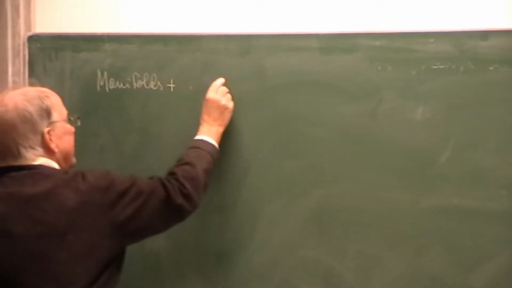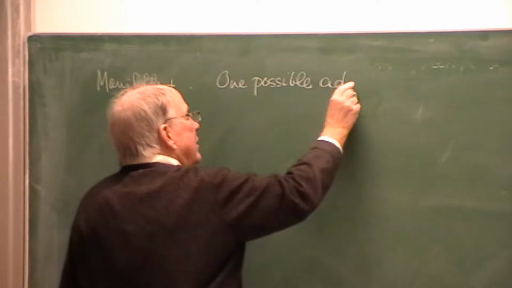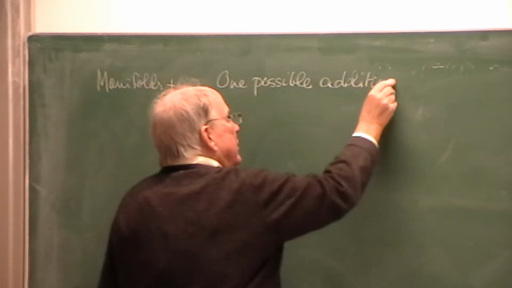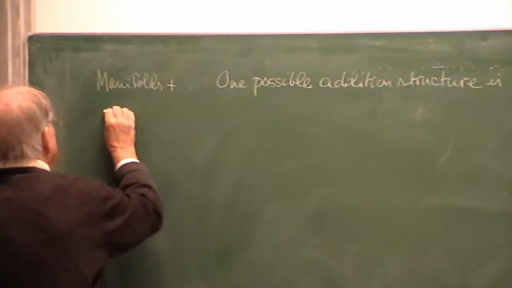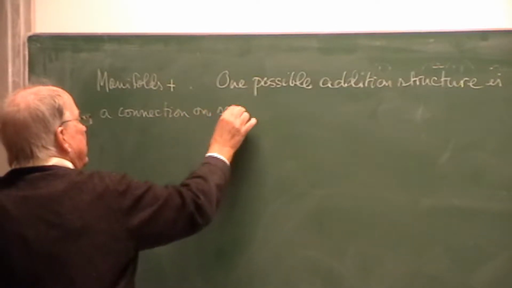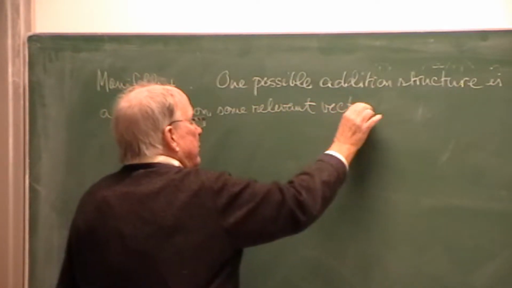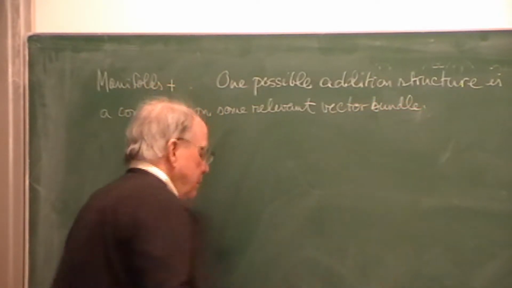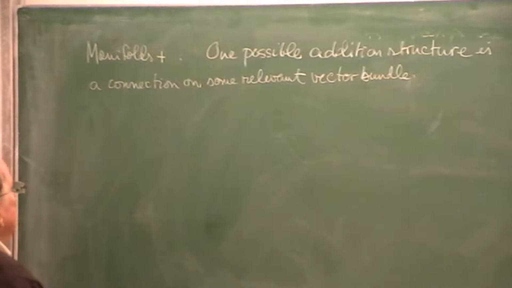So we have manifolds and one possible additional structure is a connection on some relevant vector bundle.